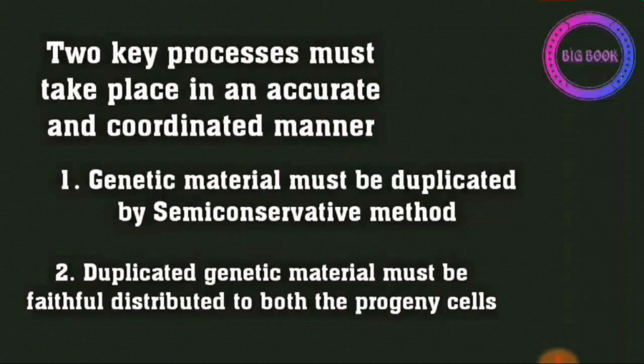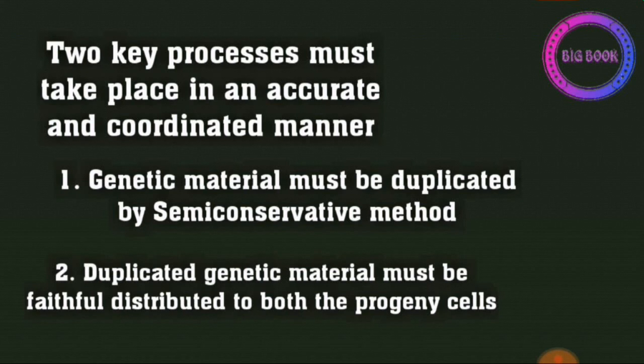Two key processes must take place in an accurate and coordinated manner. One is that the genetic material must be duplicated by the semi-conservative method. Second is that the duplicated genetic material must be faithfully distributed to both progeny cells. These are the two key processes that take place in the S phase and the M phase, that is, after the G2 phase.